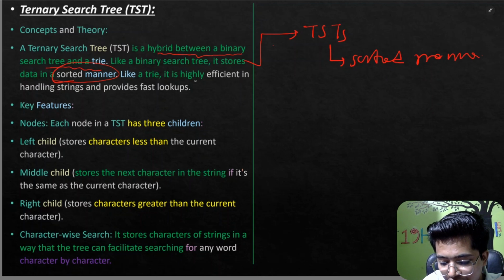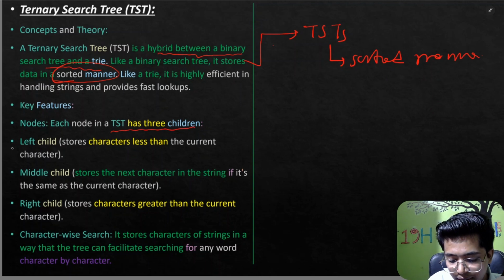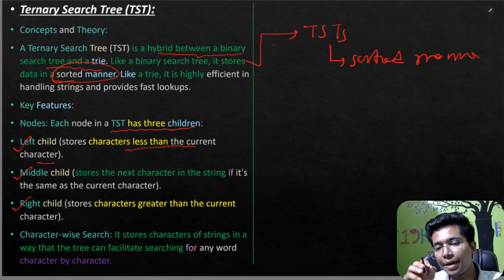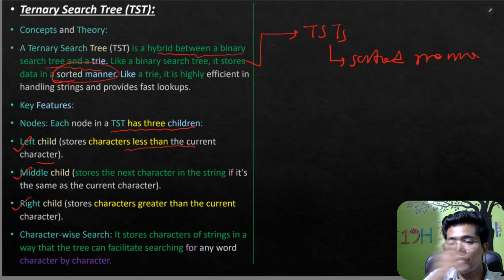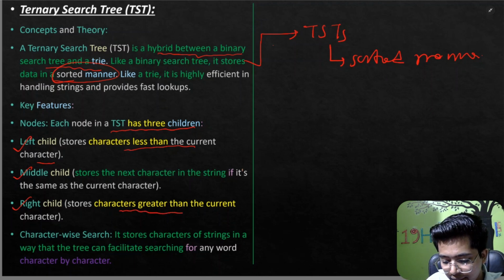Like a trie, it is highly efficient in handling strings and provides fast lookups. As I told you, the TST has three child nodes: the left child, the middle child, and the right child. The left child stores a character less than the current character. If the character is less, it goes to the left side, and if it is greater, it goes to the right side. The middle child stores the next character in the string.